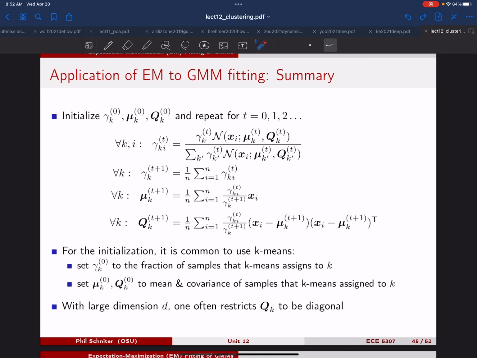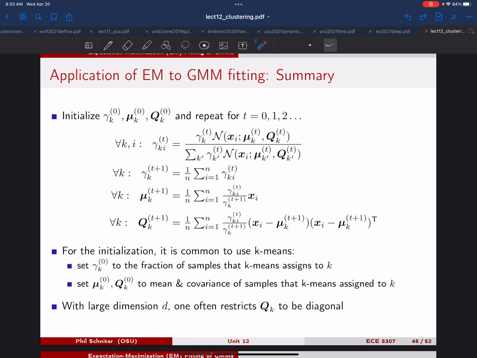The last question is, okay, how do we initialize? So a very popular technique is just to run k-means for the initialization. So k-means does not give you the gamma k's, but you can just look at the fraction of samples that k-means assigns to cluster k and set that fraction as gamma k^0. And to get the means and the covariances for the kth cluster, you just look at the samples that k-means assign to cluster k, and you just compute a sample average and a sample covariance of those, and that will give you these initial mu's and Q's.